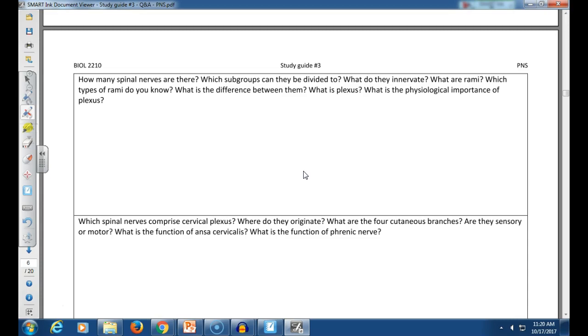Plexus, understand the physiological importance of plexus. Damage to a single spinal nerve does not necessarily mean the loss of innervation of, say, the whole arm, because they intercommunicate in the plexus. That makes sense. Dorsal goes into the back and innervates muscles and skin in the back, and ventral goes in front.